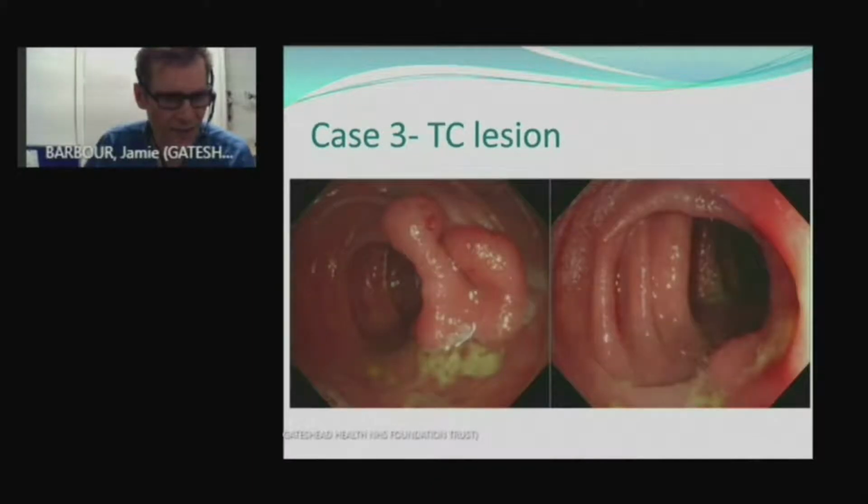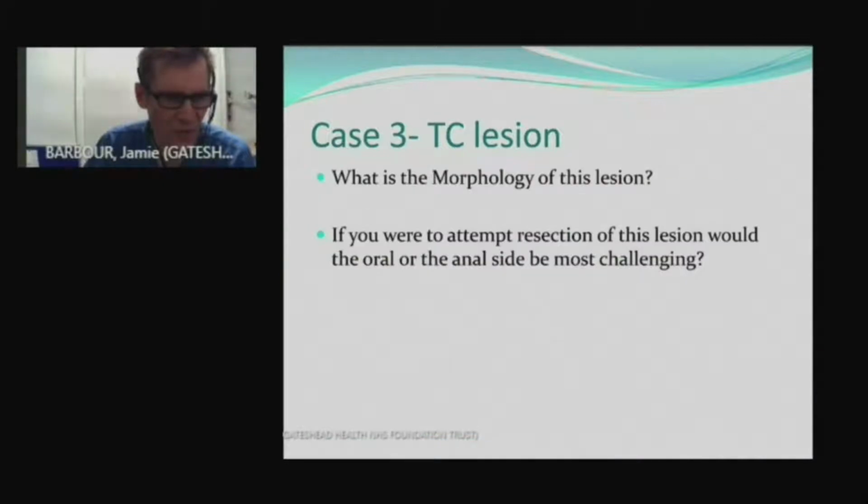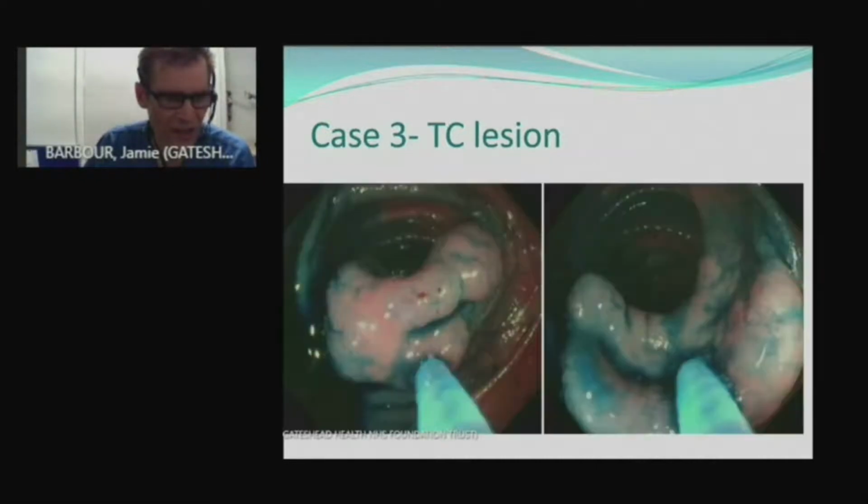So what about this lesion? It's transverse colon, and you see the lesion on the right. I've got another picture here. That's a bit of dye spray. And the question is, what's the morphology of this lesion? And if you were to attempt resection of this lesion, would the oral or the anal side be most challenging? So just looking at that lesion again, you can see it's quite bulky on the left-hand side, but then it's relatively smooth with the dye spray on it, and it's quite flat going into that right-hand picture on the top right-hand corner.